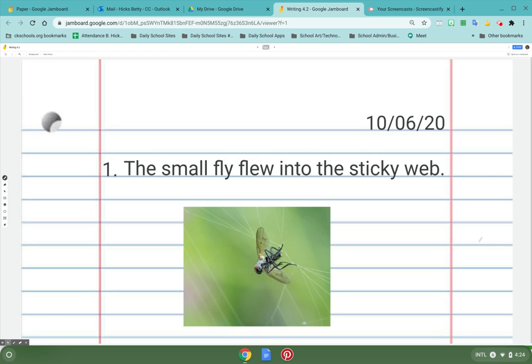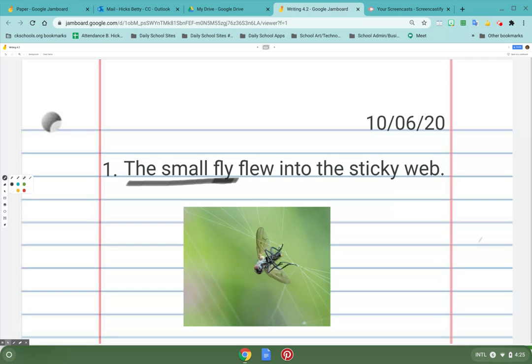All right, this first sentence is: The small fly flew into the sticky web. The very first thing I do is I identify what is my subject. I think that this whole sentence is about the fly. Well, that's not enough to be the whole subject. That's enough to be a noun because a fly is a creature, so it is a noun. But the and small also describe that fly. So that is my complete subject.